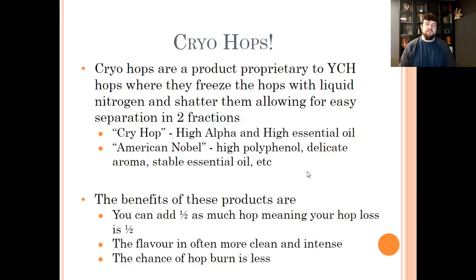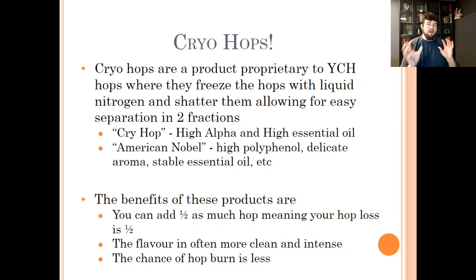Now, this then brings us to cryo hops, because this is something else that's coming out in the last little while. Cryo hops is something that's proprietary to YCH Hops, or Yakima Chief Hops, where they freeze the hops in liquid nitrogen. They then shatter all the hops, once they've been frozen. Once they're shattered, it becomes a lot easier to separate the green material, the portion that doesn't have the alpha acids or the flavor compounds with it, and the oil fractions, those lupulin glands.